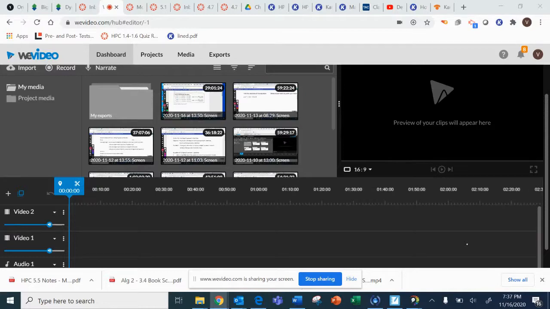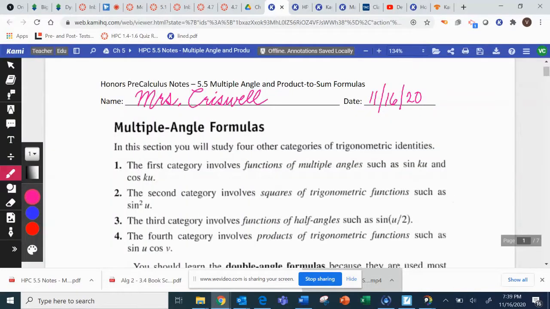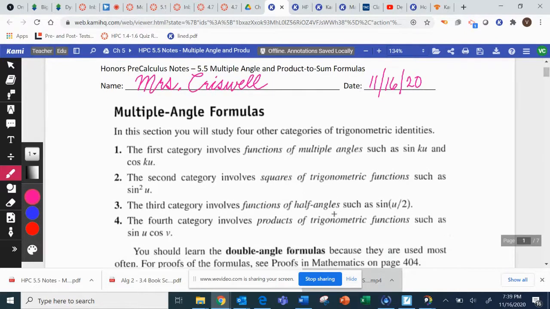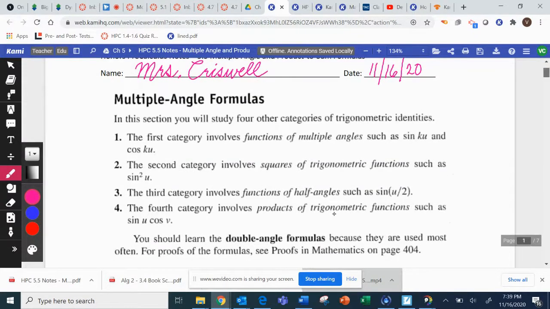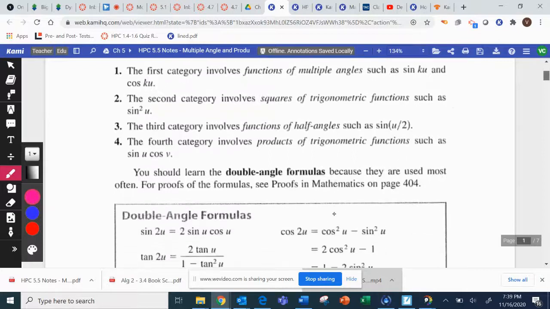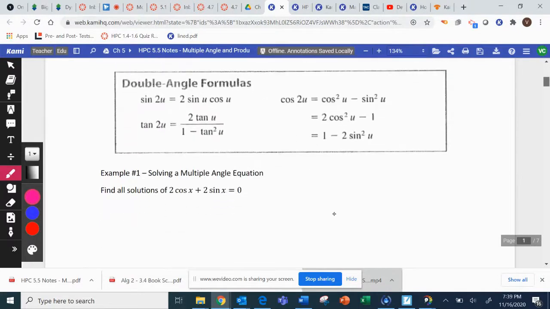Thank you. Bye-bye. All right, honors pre-calculus, section 5.5. We've got multiple angle and product to sum formulas. There's a bunch of different formulas in this one, and some of these you will not have to memorize, like the product to sum formulas. Mainly the objective is to use these formulas to simplify or to make things easier to solve equations.